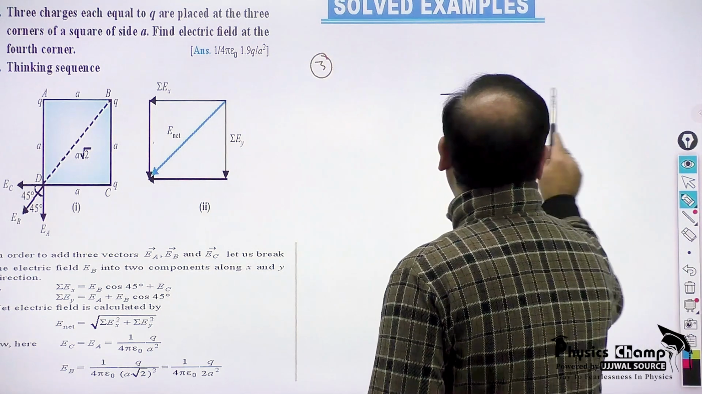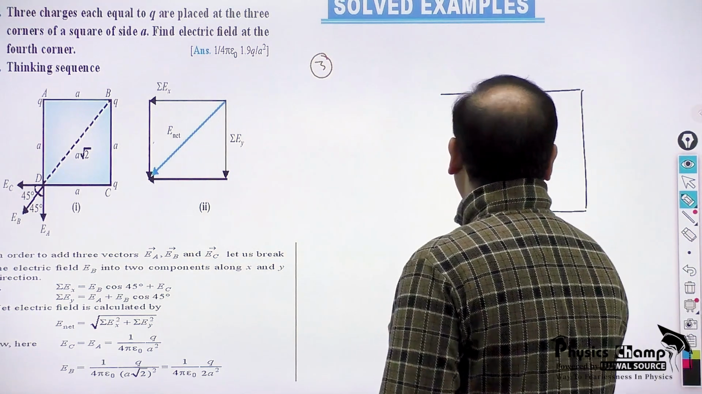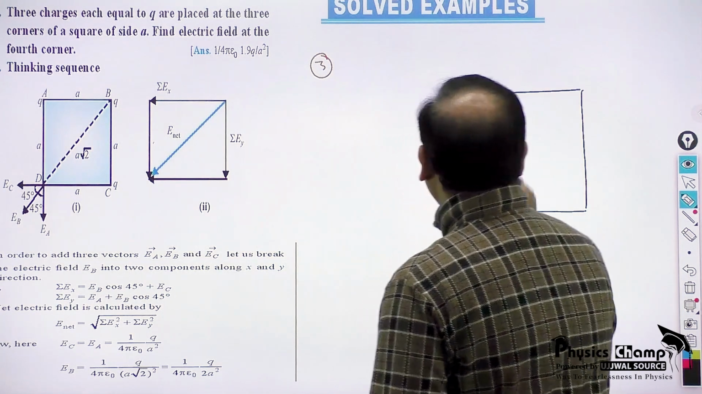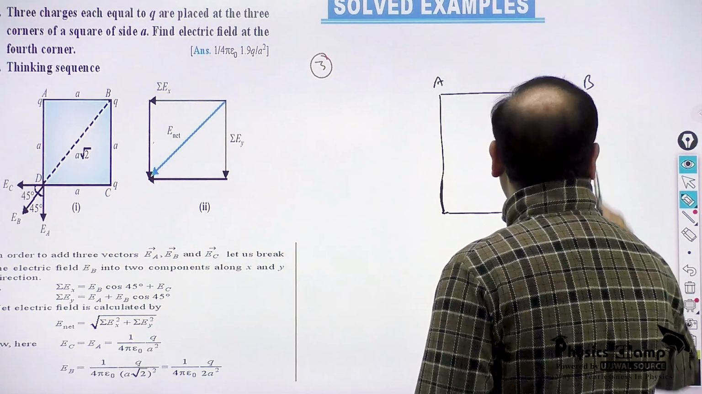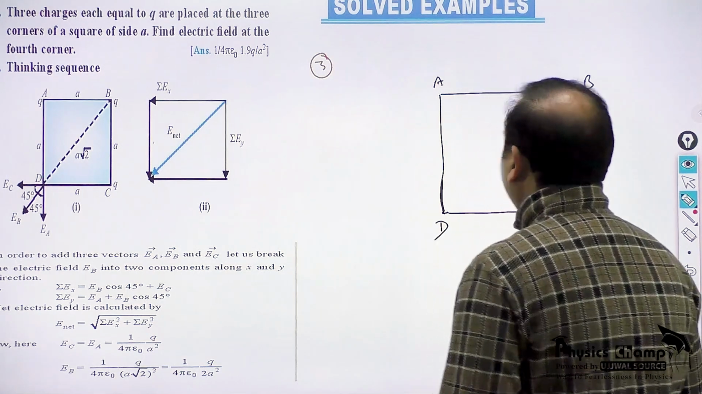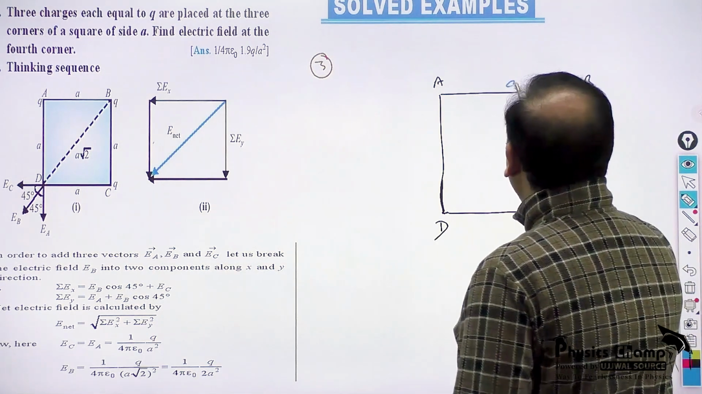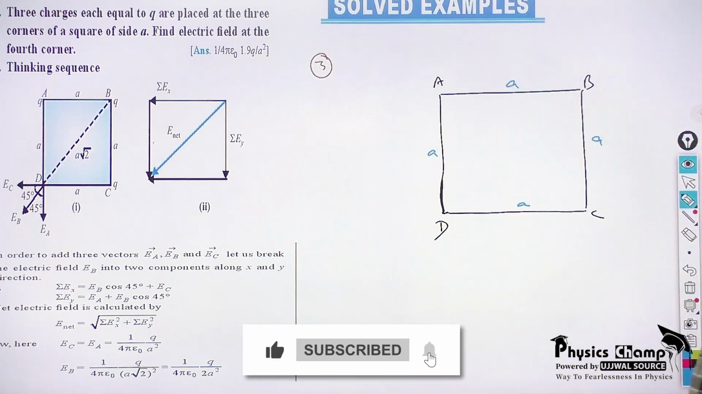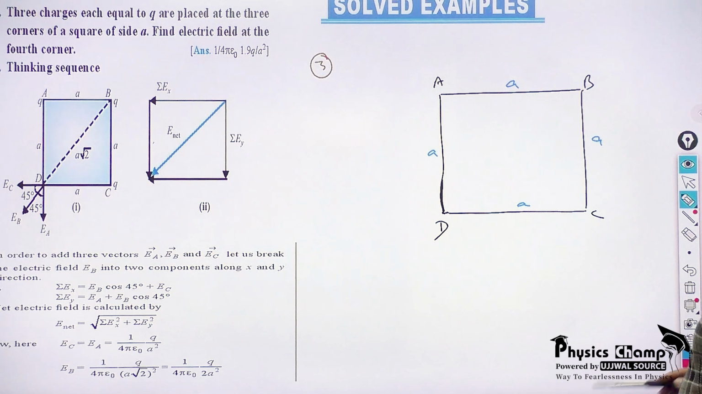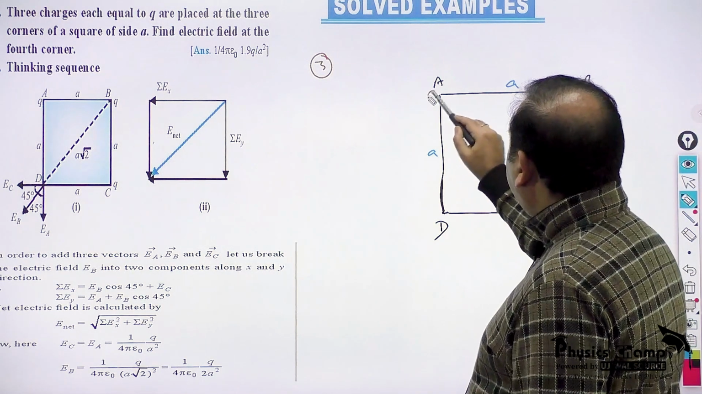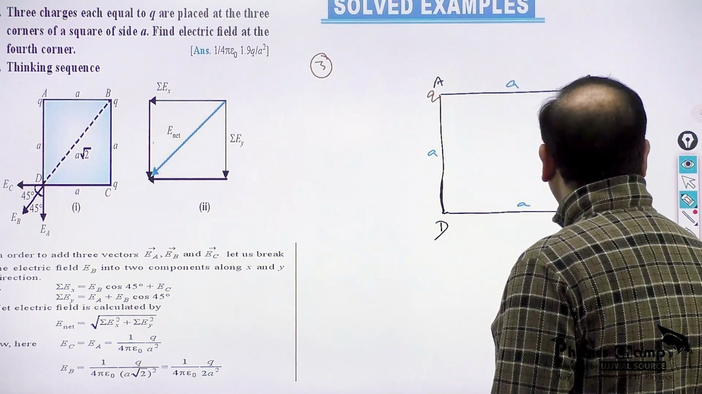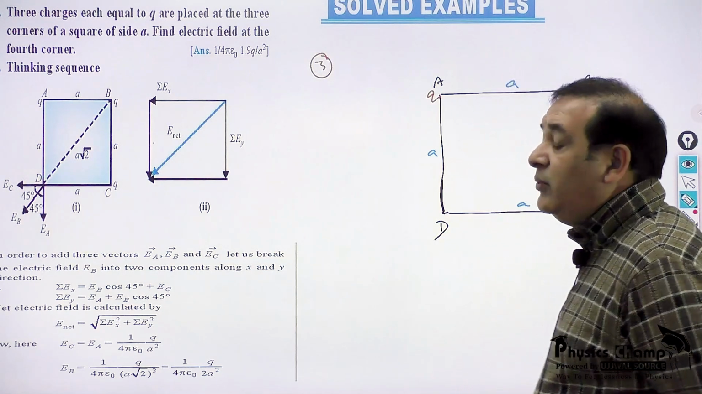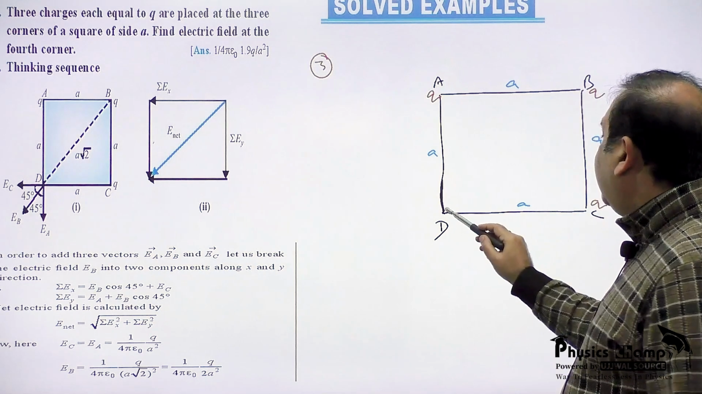So you have a square of each side A. And 3 charges q are placed on 3 corners of this square. Here I have a charge q, and charge q. No charge at D. Find electric field at the 4th corner. We want what is electric field at D.